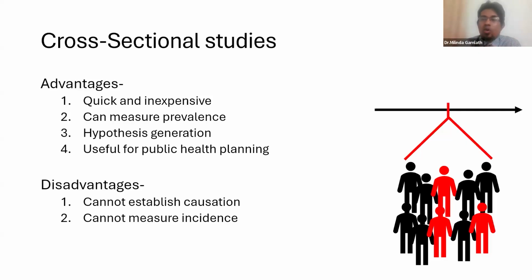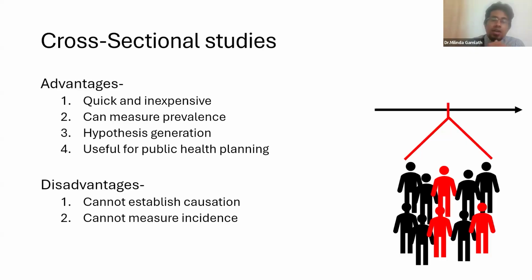Out of those 100 people, how many people have cancer? Or how many people have diabetes? So if you have 40 people with diabetes, the prevalence will be 40 out of 100. So prevalence means the number of existing cases of a disease among a population. So cross-sectional studies can measure prevalence. Why? Because it's a snapshot.